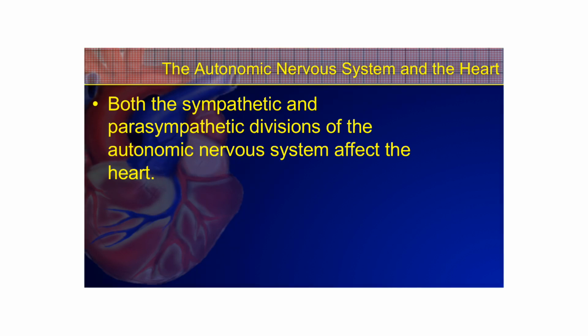So the autonomic nervous system in the heart, both the sympathetic and the parasympathetic division of the autonomic nervous system, affect the heart. We talked about it before, right? We know that the adrenergic side, the sympathetic nervous system, increases the heart rate, increases contractility, whereas the parasympathetic nervous system kind of slows heart rate.